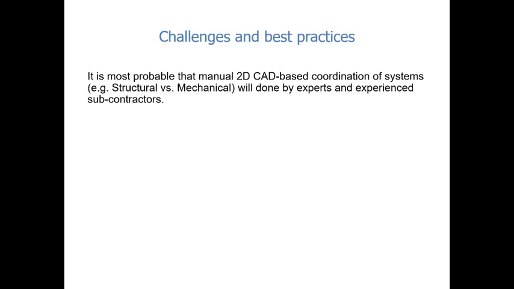All right. It is most probable that manual 2D CAD based coordination of systems will be done by experts and experienced subcontractors, okay. Because if it's experienced subcontractors, if they have a manual 2D CAD drawing coordination system, they can still detect clashes, because from the construction drawings they can know whether it's buildable or not. So they can foresee the problems.